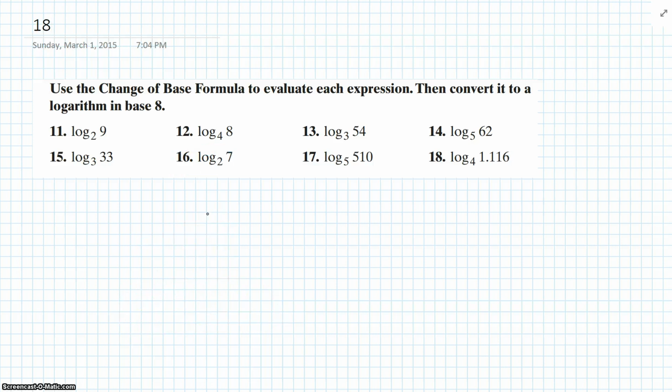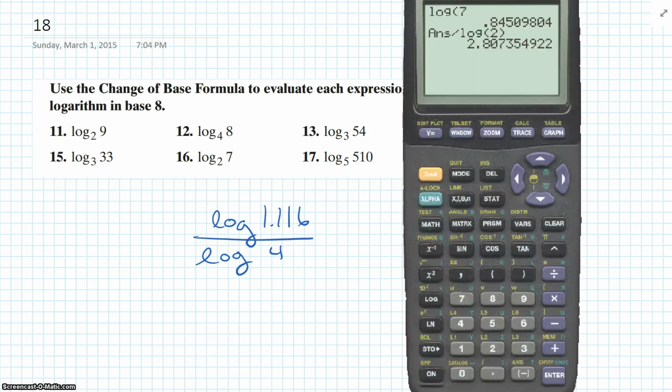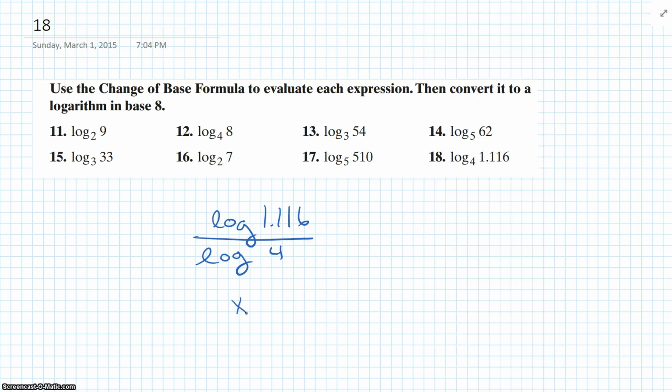18. Log base 4 of 1.116. So again, I can say the log of 1.116 over the log of 4. Okay. So I got the log of 1.116 divided by the log of 4. 0.0791. So x equals 0.0791.